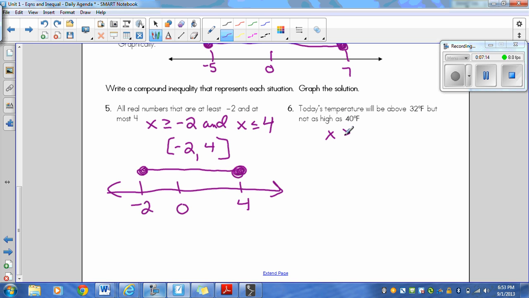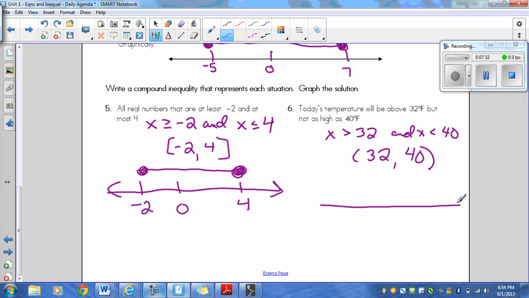X is greater than 32, and x is less than 40. So in this case, it does look like an ordered pair, because 32 and 40 are not included. So that could get confusing. It depends on the context.